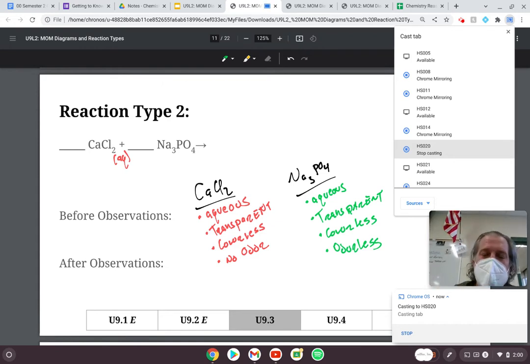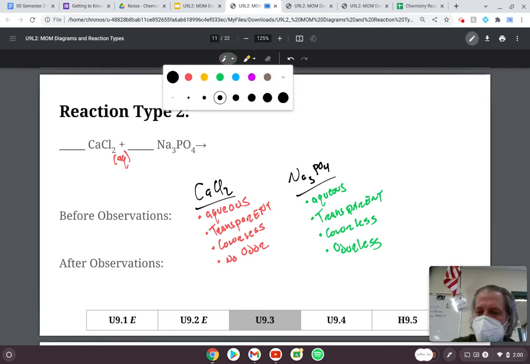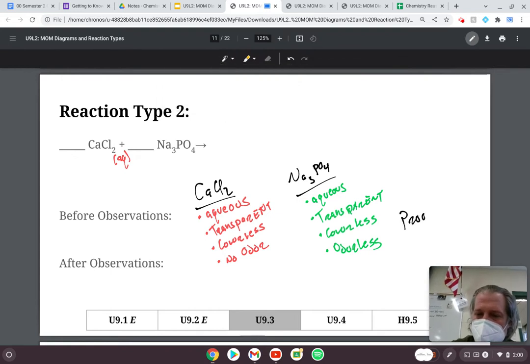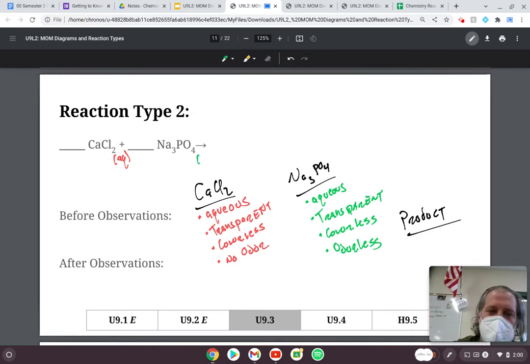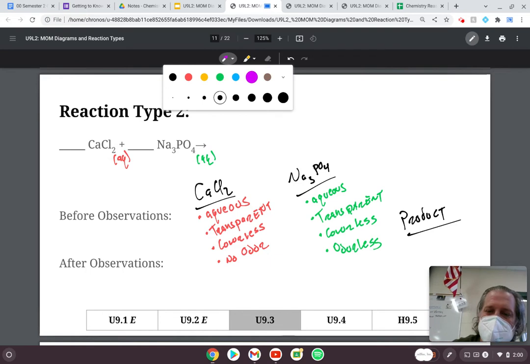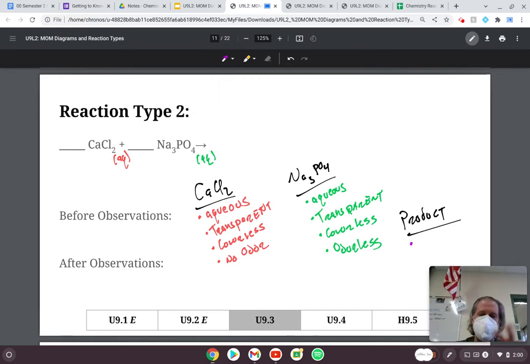All right. So now we have a product, right? And it appears that our product, okay, so that Na3PO4 was aqueous. Okay, so now we have this product, right? And what state of matter would you guess the product is? The white colored product, I'm going to tell you, is solid. So white or gray product is solid.